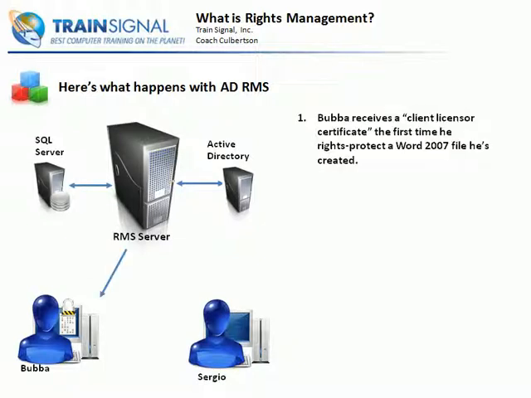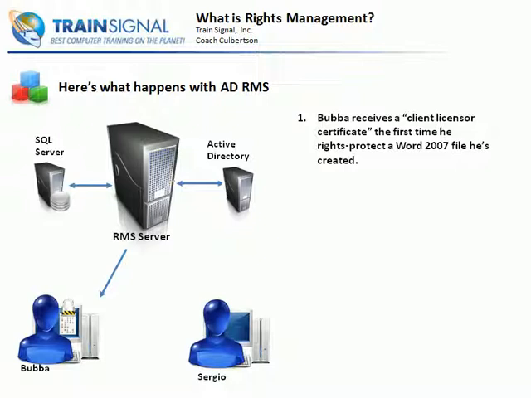First of all, let's say that Bubba creates a Word document, and Bubba wants to make sure that only Sergio can actually see this particular document and do anything with it. Well, what Bubba's going to do is use Word 2007, and he's going to receive a client licensor certificate from the rights management server the first time he actually protects this document.